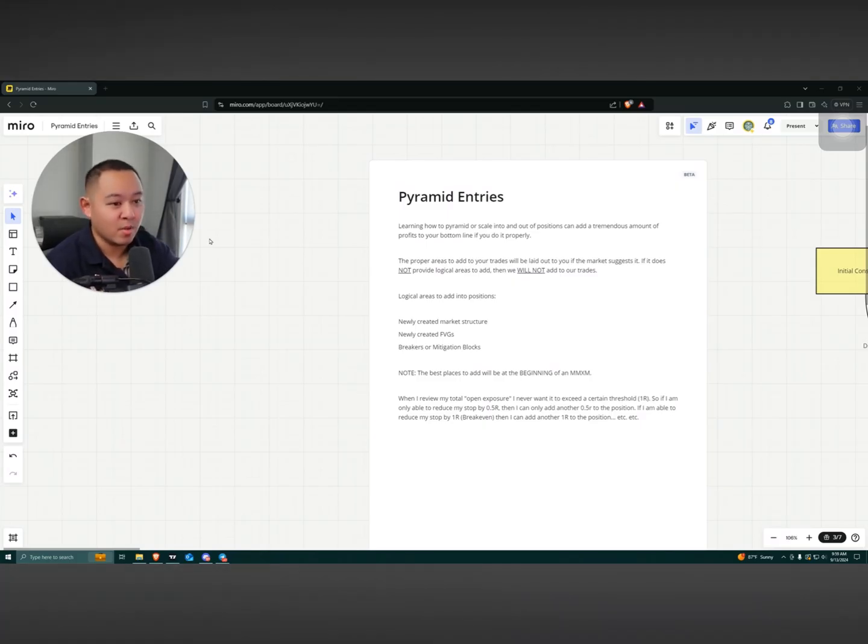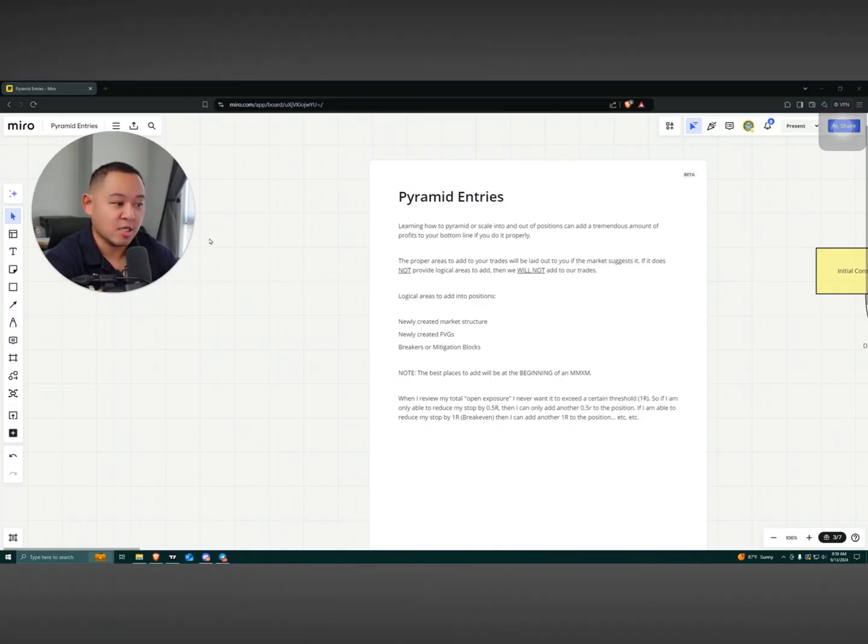Let alone putting one position on, putting on multiple positions inside the same asset can be difficult if you don't know what you're looking for. So obviously, the proper areas to add to your trades will be laid out to you if the market suggests it. And if it does not provide logical areas to add, then we won't add to our trades. And this is the whole point of me using the ICT market maker model, because when I get into the examples, you're going to see exactly why there's certain areas where we can add, and then there's certain areas where we want to avoid adding. So don't just open up a position and then start pyramiding into the trade when it's, you know, one 5-minute candle going in your direction.